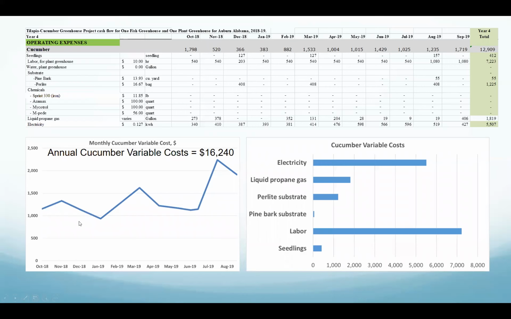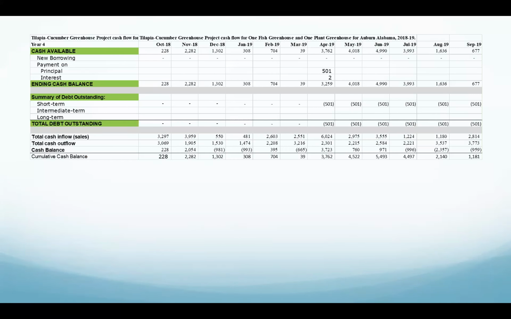So we can see the variable cost went up and down through the year, and you can see the different items here and the variable cost and how much they were for the cucumbers. Now here, looking at the end of the cash flow, we'll see the cash available, ending cash balance, and you'll see once it got close to zero, but never went negative, so we didn't borrow there. And down here, the cumulative cash balance, you can see at the end of the year, we did have some money left, and we had money available every month of the year.